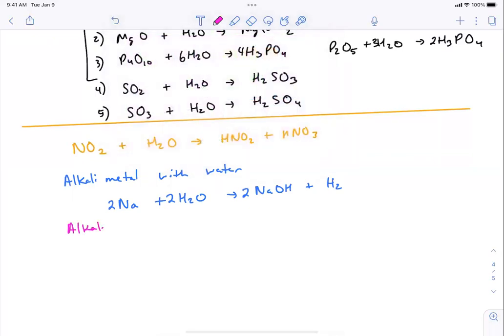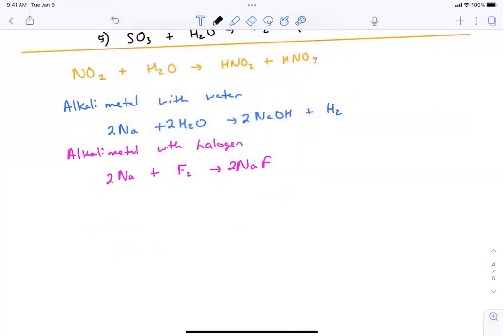Next, alkali metal with the halogen. That's just synthesis. Okay, so like sodium and fluorine make sodium fluoride, and you have to balance it. So it's just synthesis at that point. But remember, halogens are diatomic, so when you write the reaction out, you can't just write F, you have to write F2.